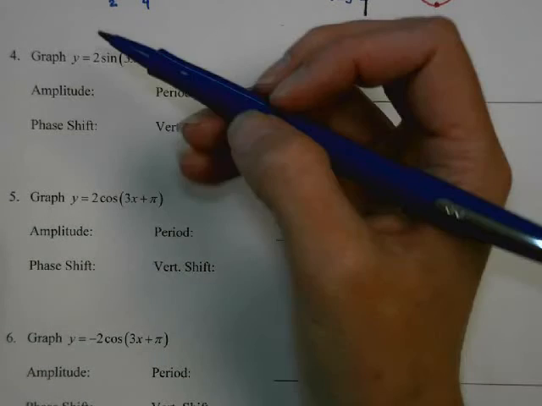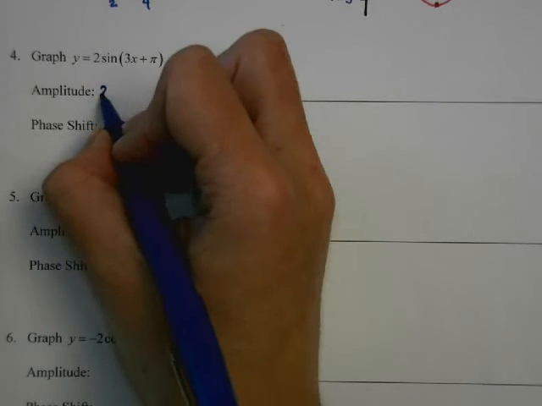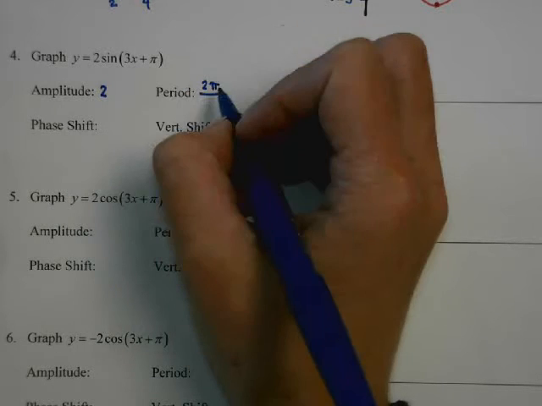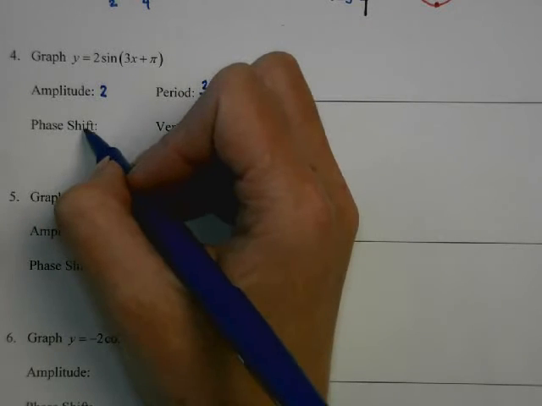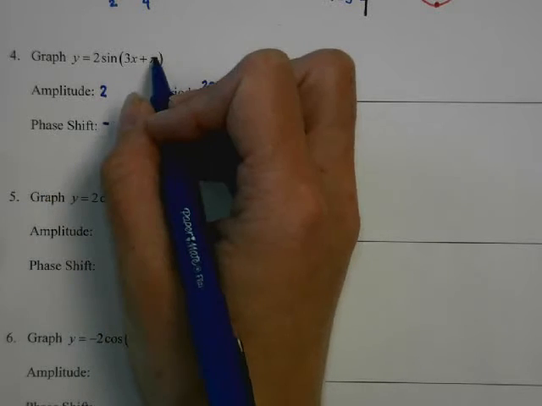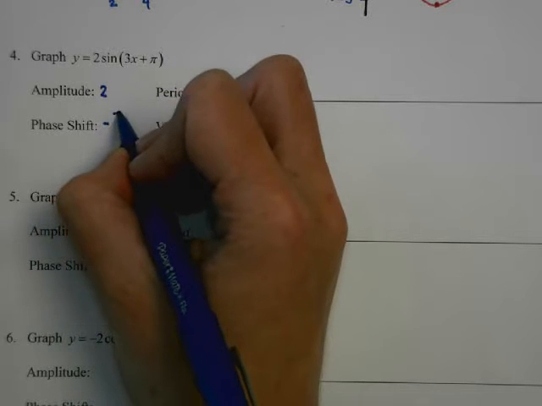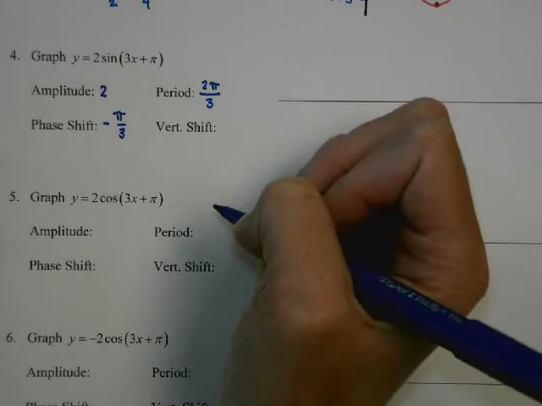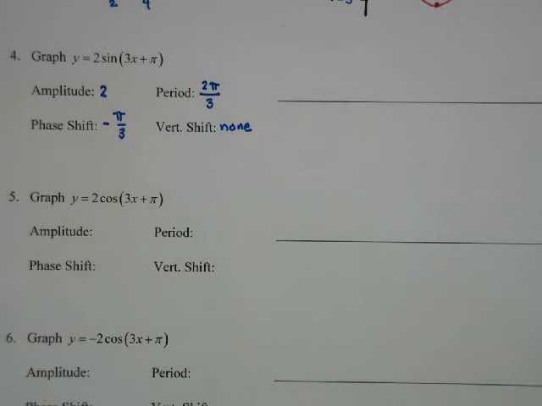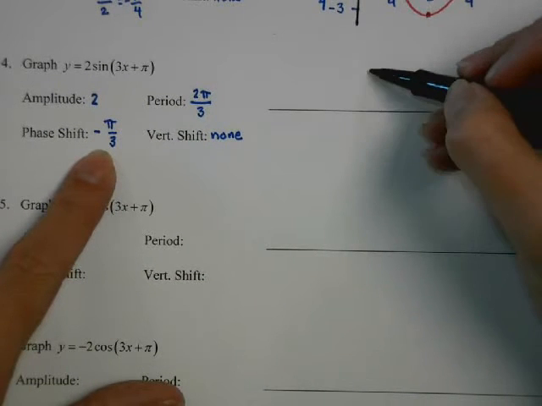Okay, so we have 2 sine 3x plus pi. Amplitude is 2. My period is 2 pi divided by 3. The phase shift is going to be negative c over b, so negative pi over 3, and no vertical shift. Okay, so we're going to again favor the negative side since we're shifting that direction.